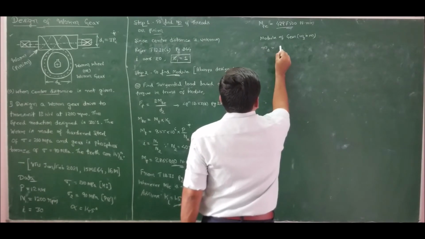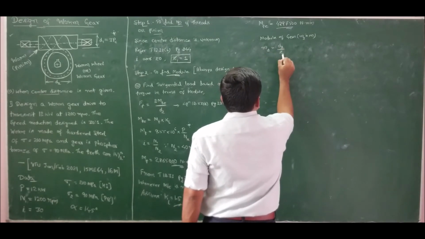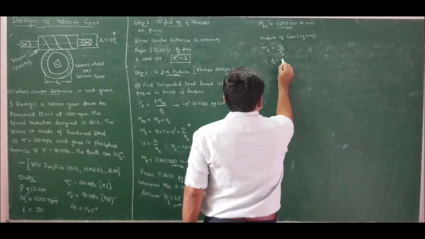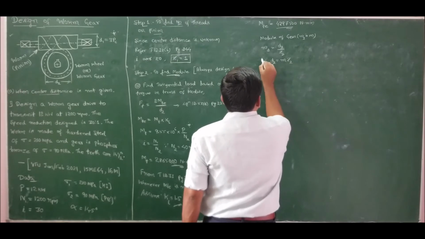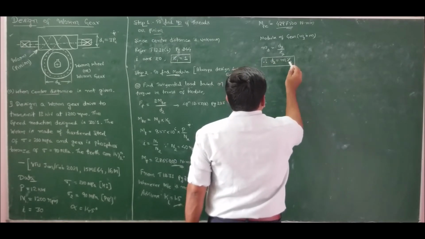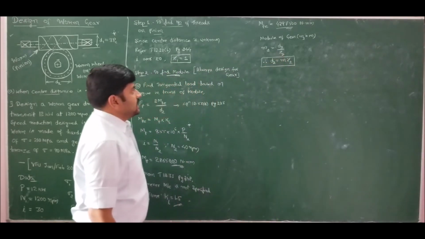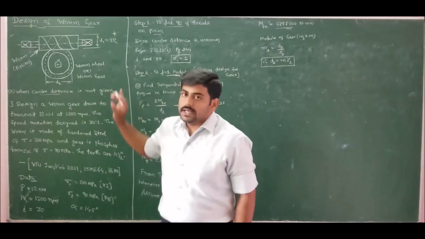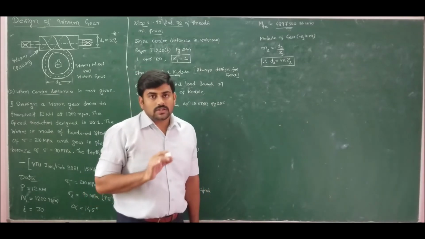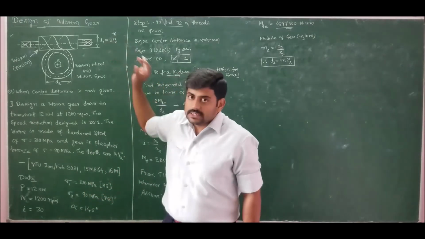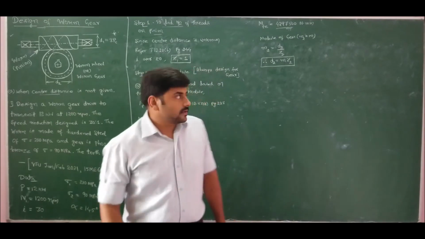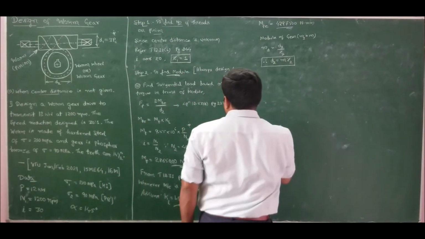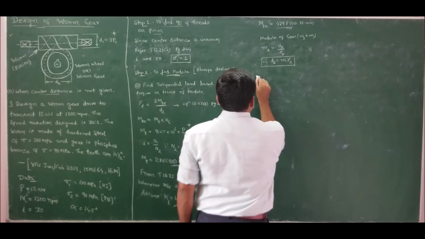So m2 is equal to D2 by Z2. Therefore D2 is equal to m Z2. Make a note that this module equal to D by Z holds good only for worm gear, it won't hold good for pinion. Kindly make a note that module is not equal to D by Z for pinion, it holds good only for worm gear. Very, very important.